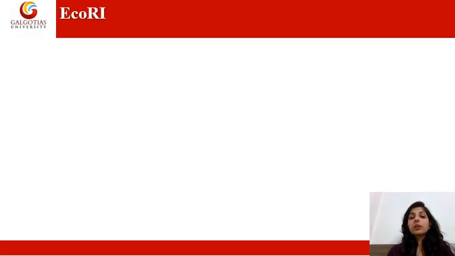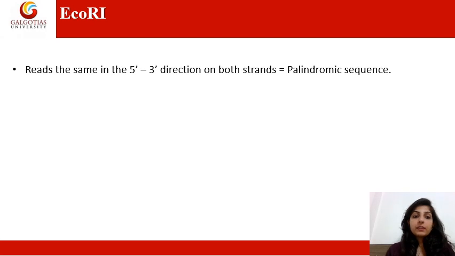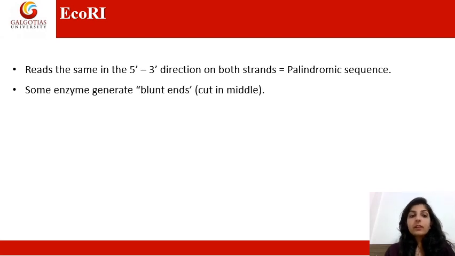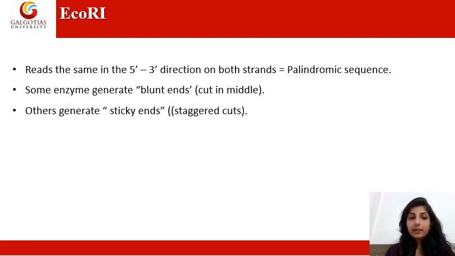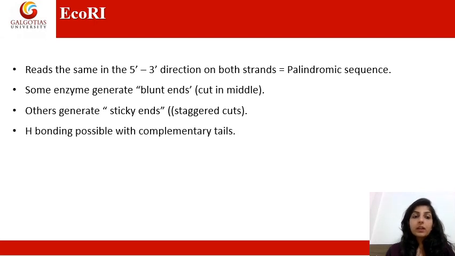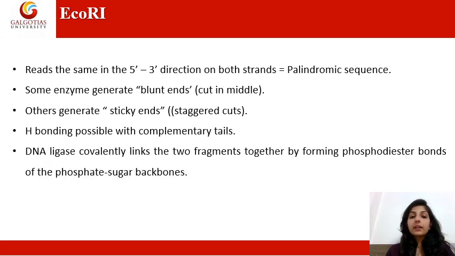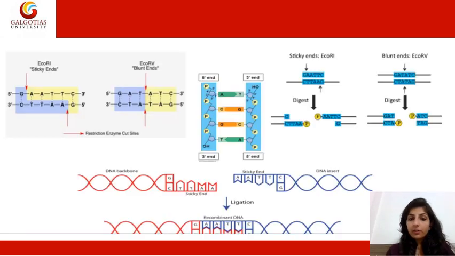Now if we talk about EcoRI, it reads the same in the 5' to 3' direction on both strands, that is a palindromic sequence. Some enzymes will generate a blunt end, that is, they cut in the middle. Others will generate a sticky end, that is a staggered cut. Hydrogen bonding is possible with the complementary tails. DNA ligase will covalently link the two fragments together by forming phosphodiester bonds of the sugar-phosphate backbones.